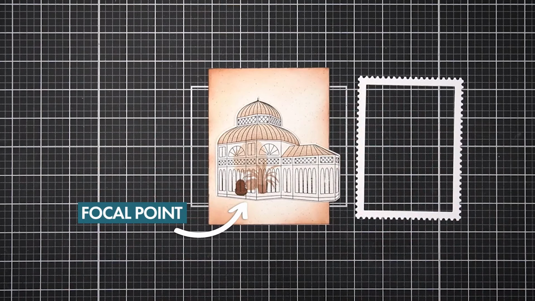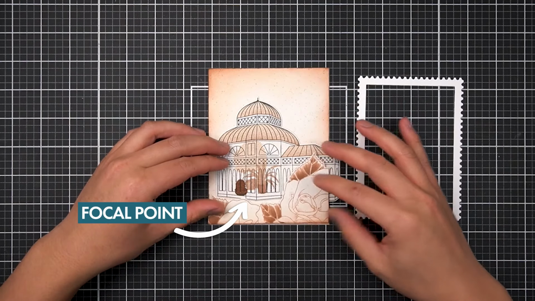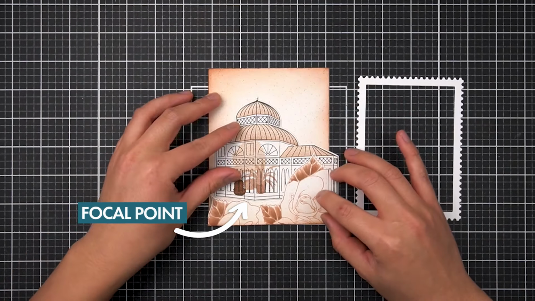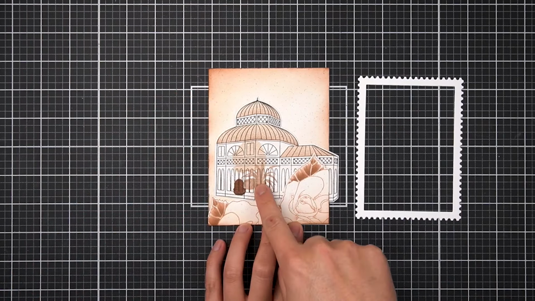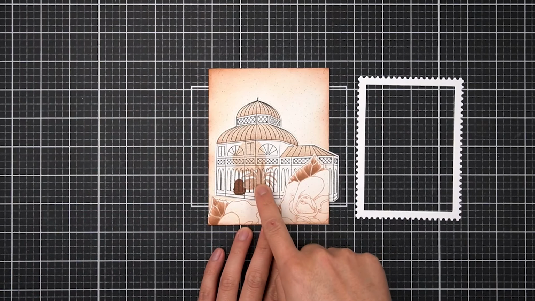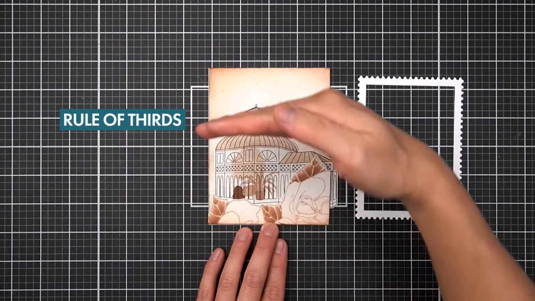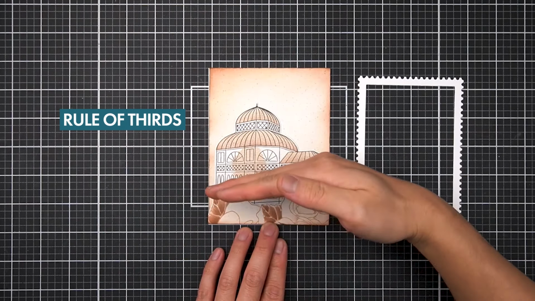Next, he tackles the focal point. The focal point is the part of the card that is your focus. He builds the scene as if the viewer is looking through the flower bush to see the vintage greenhouse in the distance. Finally, he refers to the rule of thirds while setting up his composition.